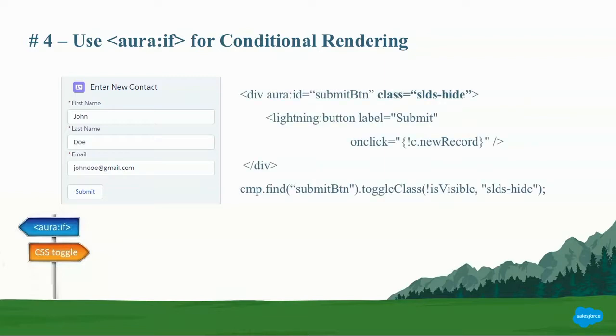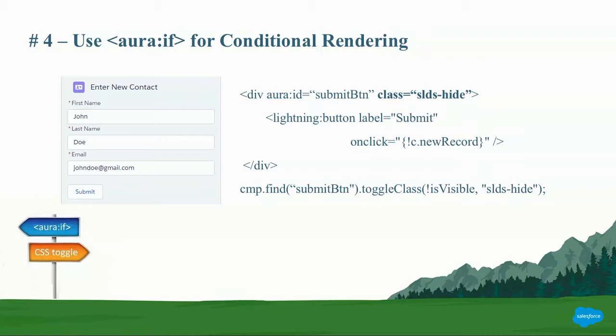Well, in the past, especially when Lightning was first introduced, the recommendation for doing that kind of conditional rendering, even in the developer docs for a long time, was to use a method called CSS toggling, where you would basically just assign to the class a particular class that would hide that, basically just make it not visible in your CSS. And then you would either, somewhere in the code, toggle that on or off using the toggle class.